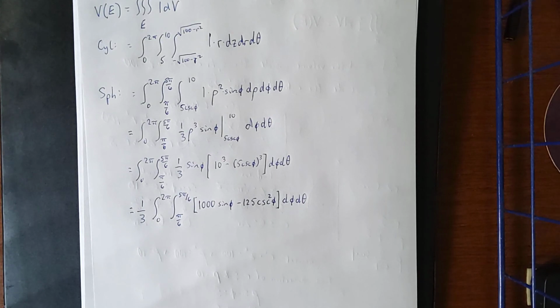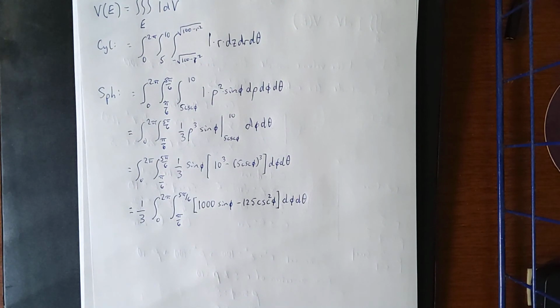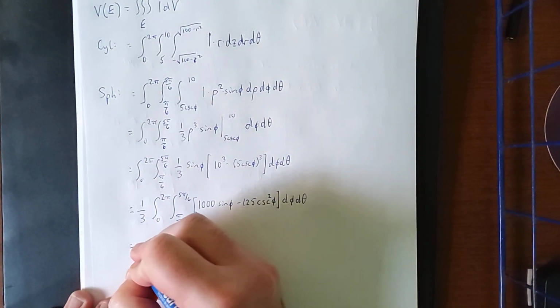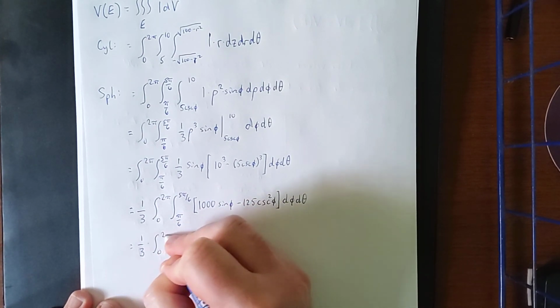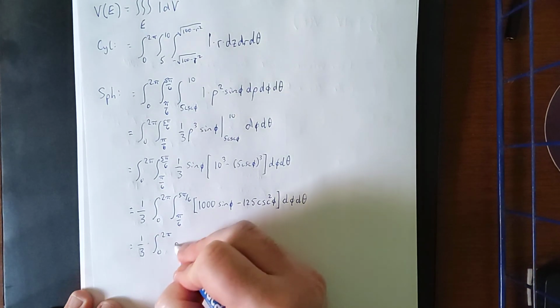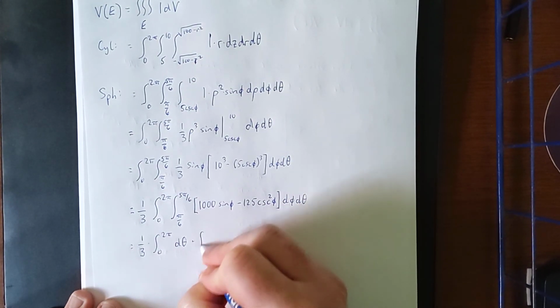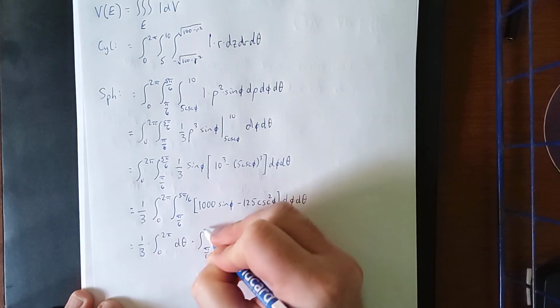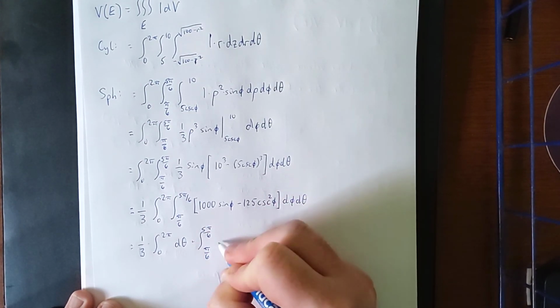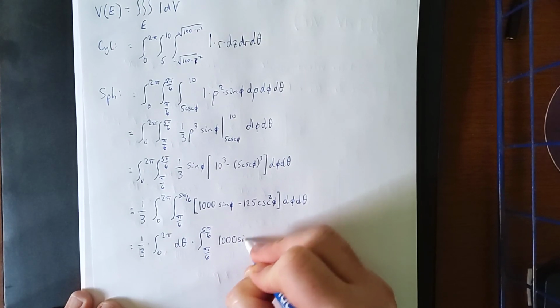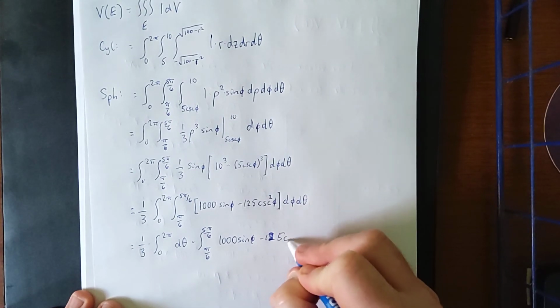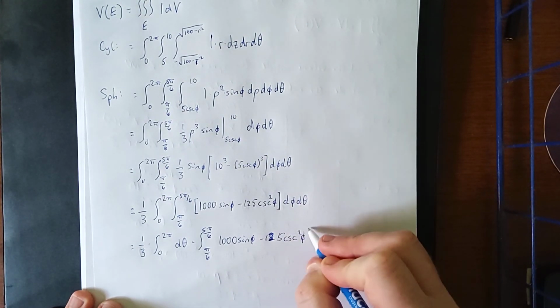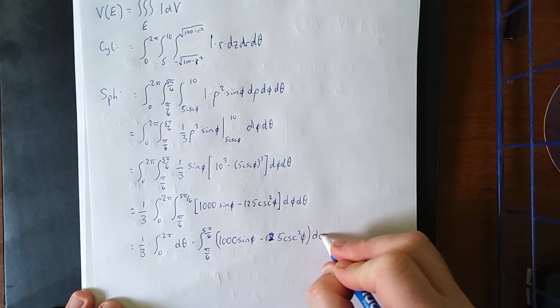Now, something that I like that can now take place is the fact that we can factor this integrand into a function of phi times a function of theta and use Fubini's shortcut. Fubini's shortcut says, let's break this up into the definite integral from 0 to 2 pi of all of our thetas, which is just d theta, and then multiply that by the definite integral from pi over 6 to 5 pi over 6 of 1,000 times the sine of phi minus 125 cosecant squared of phi d phi.